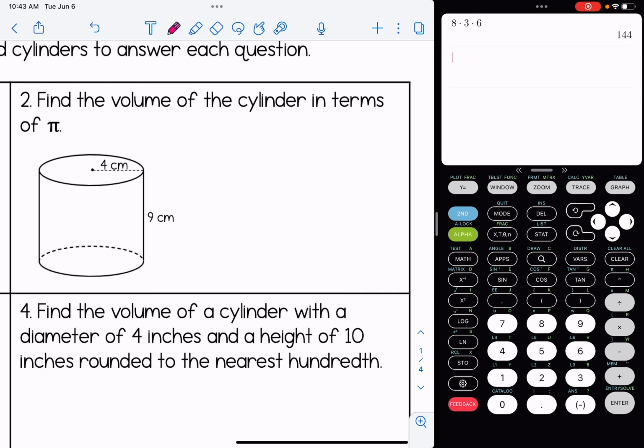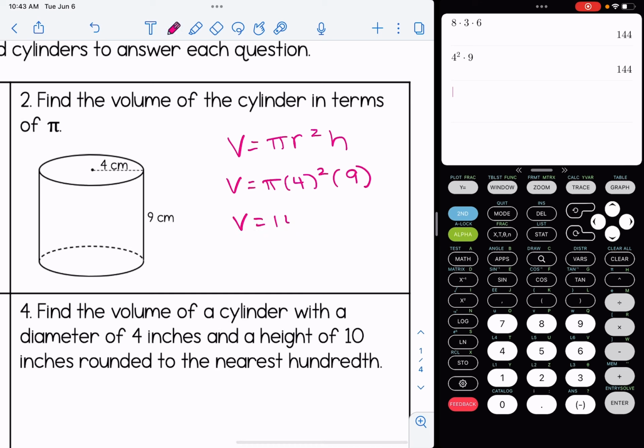Number 2, find the volume of the cylinder in terms of pi. For any of the cylinder questions, I'm going to use the shortcut formula of V equals pi r squared H. I can see in this example that the radius is 4 and the height is 9. When we're asked to find it in terms of pi, that means pi should be in our answer, which means don't type that into the calculator. So in my calculator, I am only going to type in 4 squared times 9. Coincidentally, I also got 144 on this. And I'm going to say my answer is 144 pi centimeters cubed. Again, anytime it's in terms of pi, just don't put that in the calculator.